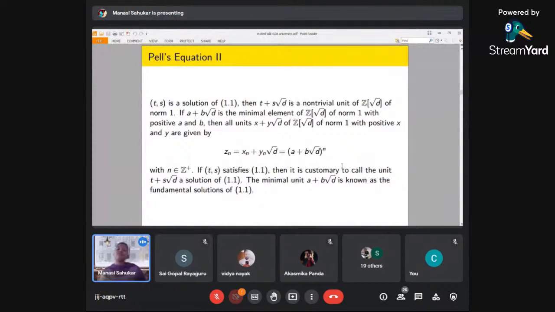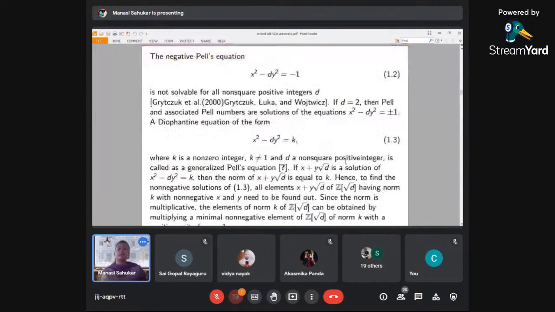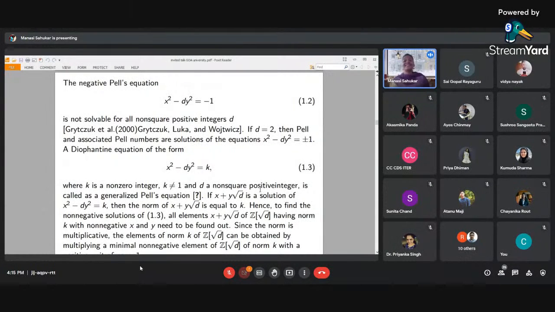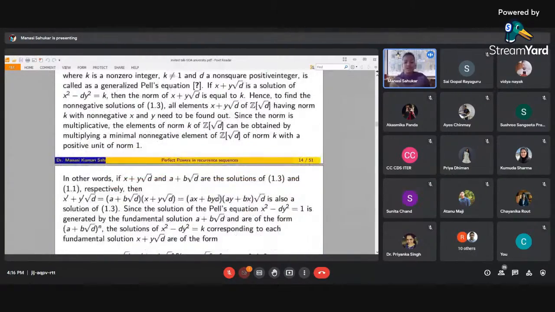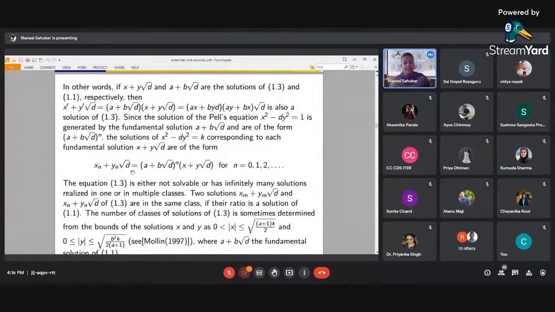So if you have a Pell's equation, it looks something like this. With a little bit of generalization of the Pell's equation, they have given one negative Pell's equation. Negative Pell's equation means: what is the solution of the Diophantine equation x square minus d y square is equal to -1? They have also generalized that by taking the right side as k, and they have proved and given some exact solution of how it looks. It looks something like this.